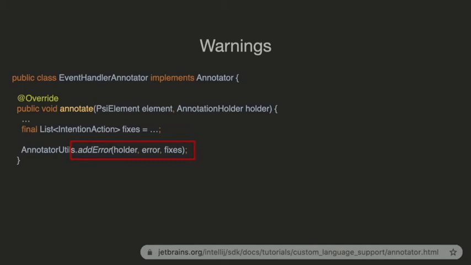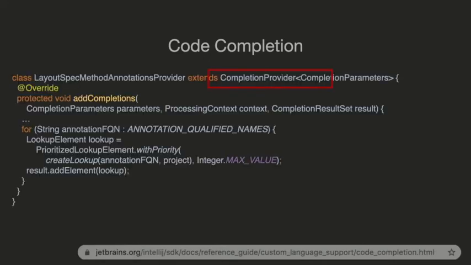Another useful feature is the quick fix, so that you can not only show the warning to the user, you can provide a quick action to resolve the problem quickly. Code completion is also present in the documentation and extends the completion provider. What's interesting about the result set is that it contains results from all other completion providers that were run before yours, so you can not only add a new element like here, you can actually modify previously added suggestions as well. And creating a lookup is really easy.